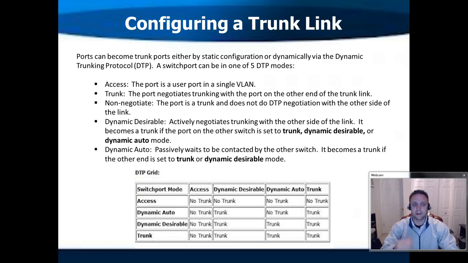So configuring a trunk link. Ports can become trunk ports either by static configuration or dynamically via the Dynamic Trunking Protocol. A switch port can be in one of 5 DTP modes. Access. The access port is a user port on a single VLAN. So that's going to be something like your PC or a printer. It's an access device, single device on the switch port.